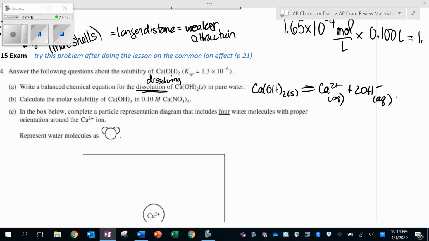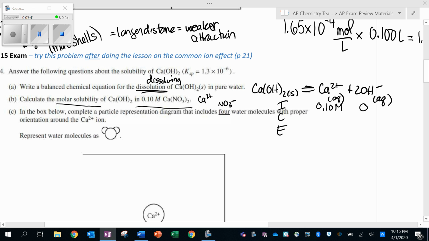And then B, calculate the molar solubility of calcium hydroxide, but not in pure water, in a solution that's 0.1 molar calcium nitrate. So this is a solution that already contains some calcium ions and some nitrate ions in it. So when we set up our ice chart, I'll just do this right here on top of this. Usually our initial concentrations of ions are both 0, but in this case, we are actually starting out in a solution that's 0.1 molar calcium ions. There's no hydroxide ions. And then we're going to go through and fill in our change. So this is x, this is 2x, this is 0.1 plus x, this is 2x.